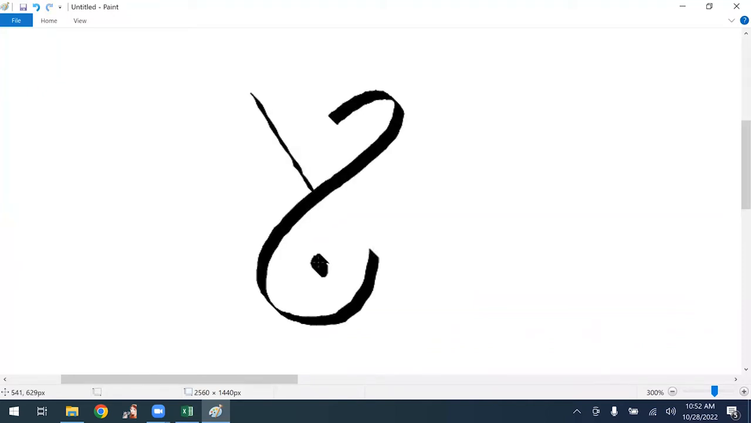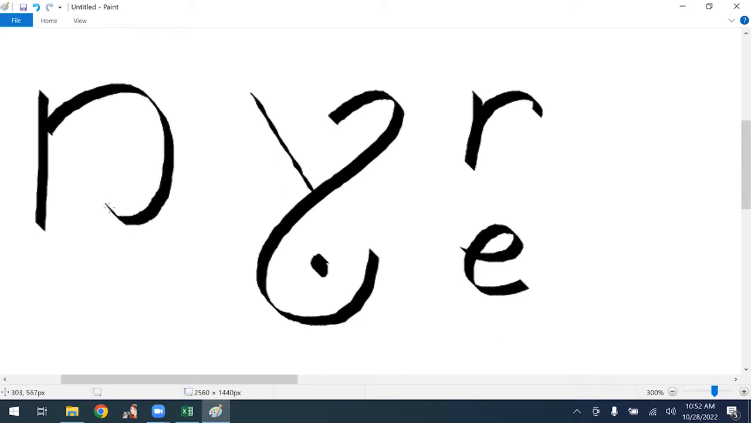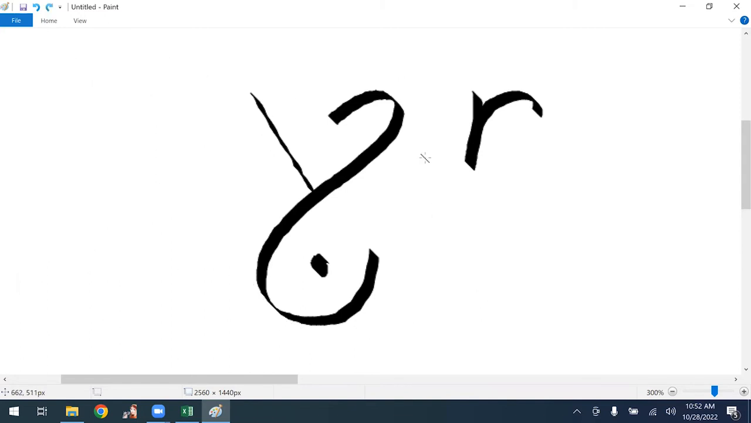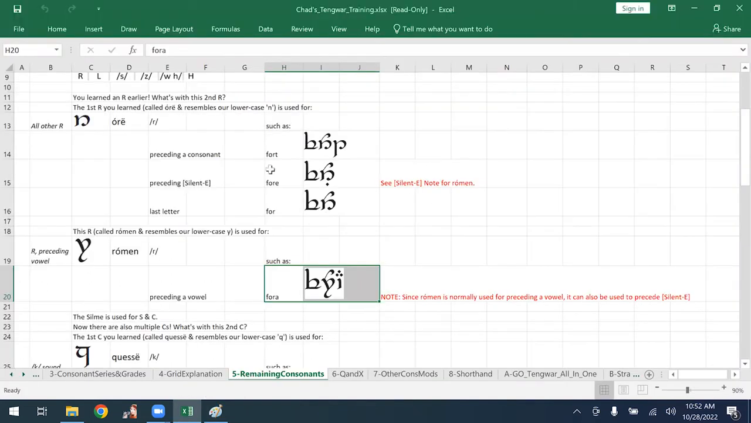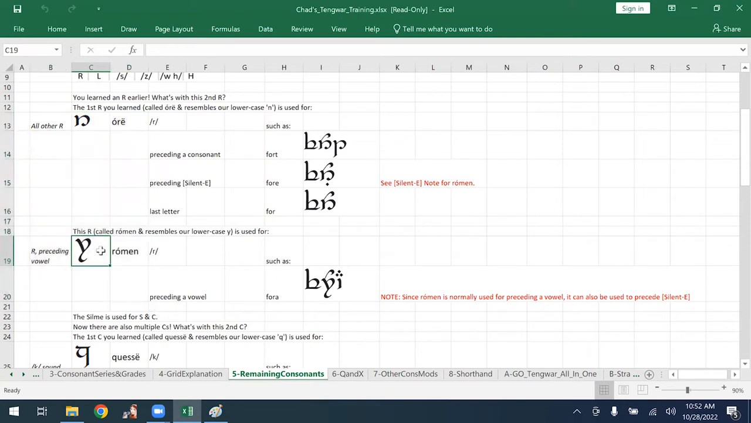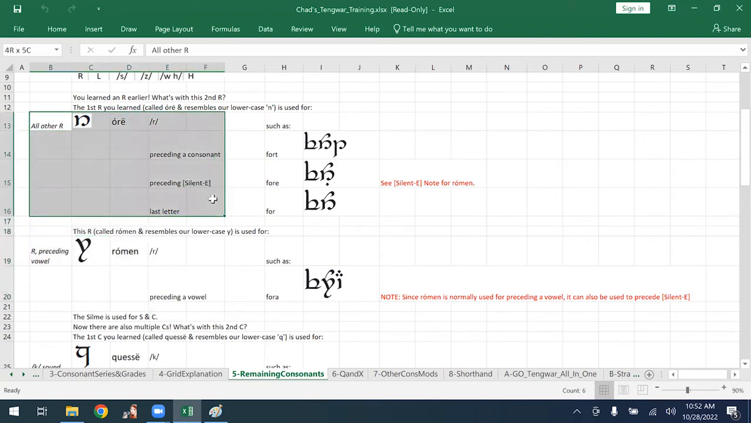Matt likes to do that because that right there is R-E. It's not wrong. You can do it this way. Both of them are right. But you normally see it this way. But this is prettier, so he likes to do that. Okay, so back to this. The main thing is you're going to notice that R preceding a vowel is always this one. And usually people do this one when it's not preceding a vowel.